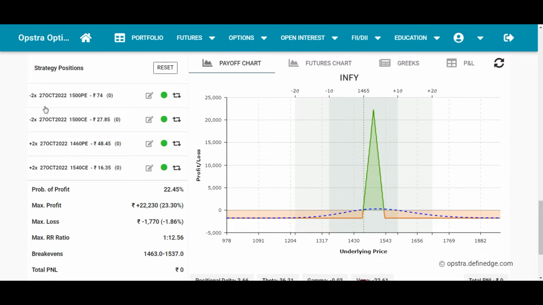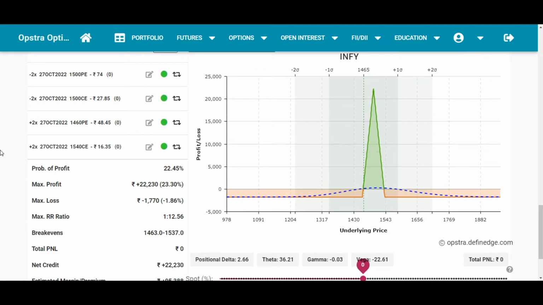So right now you can see that this is the after market hours, and right now we can see the premium is at 74 levels, 74 for the 1500 put and 27.85 for the 1500 call. And also for the hedging positions on the put side, we can see that right now it is at 48.45 levels, and on the call side it is 16.35 levels.